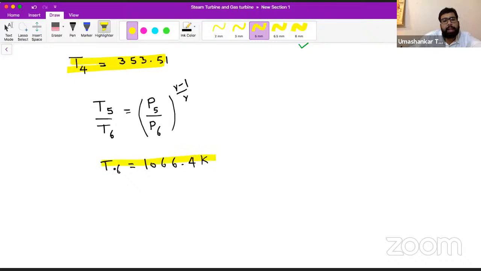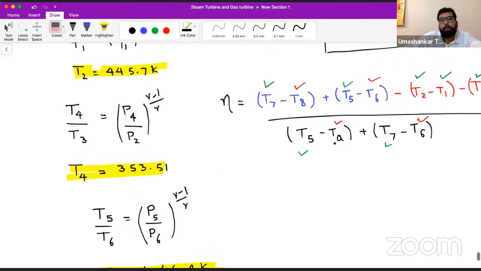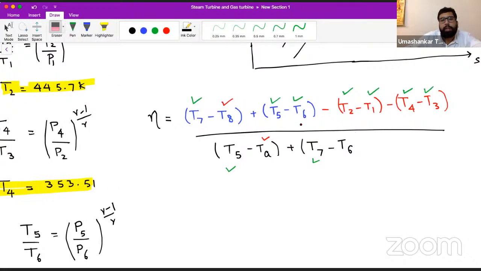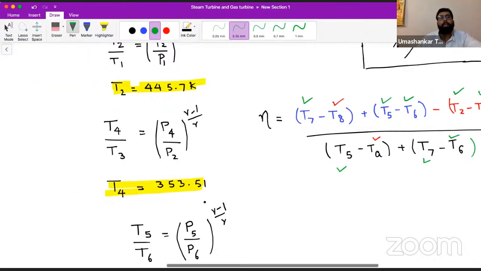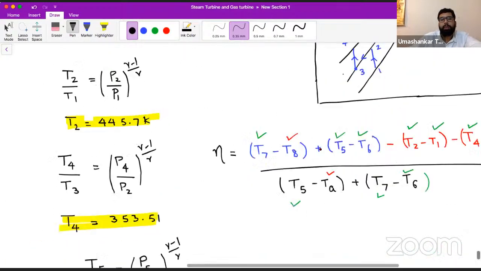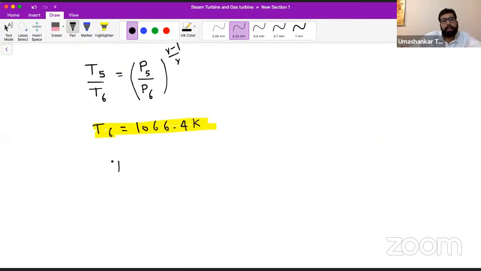So let's just highlight it also. All the temperature values we are highlighting. And let's just change the red mark to a green mark on T6. So now we have this also. So now only T8 and TA are required to be found. So T8, how can we find? Where is T8? So 7 to 8. So T7 by T8.